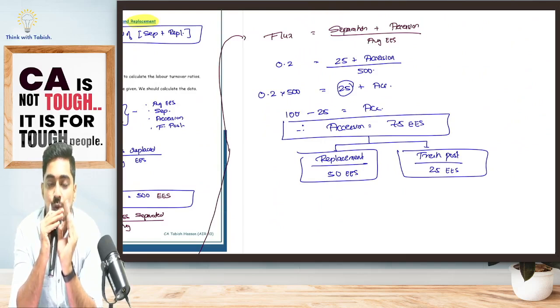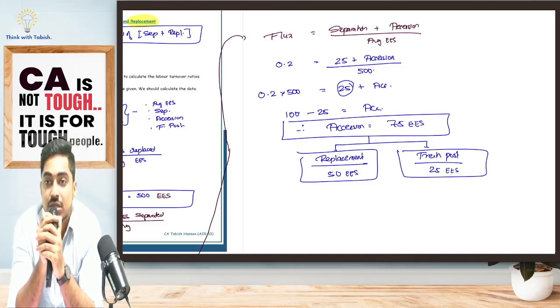Tell me which one should I answer? Should I tell accession? Should I tell replacement? Should I tell fresh post? Number of employees recruited and joined. If they ask this, which one should I be telling? I should be telling accession.